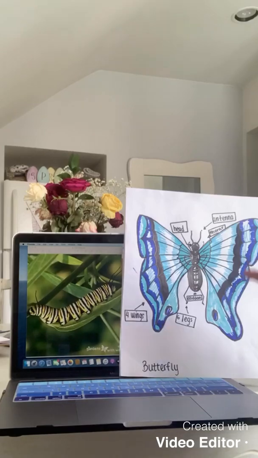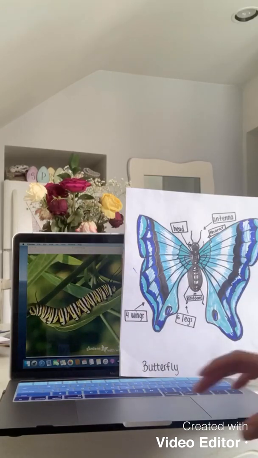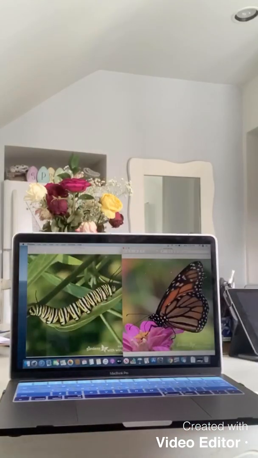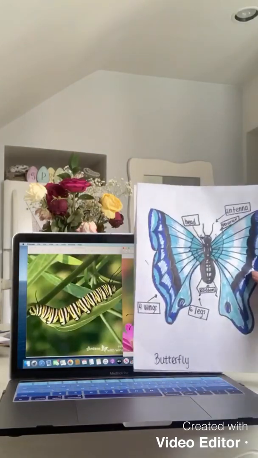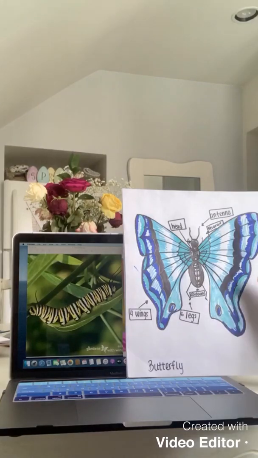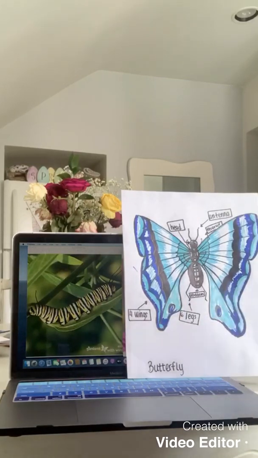If you said that a butterfly was an insect, you are correct. A caterpillar is not an insect. It will become an insect after it goes through the life of becoming a butterfly. It sounds a little bit confusing, yes, but you will learn more about it very soon.